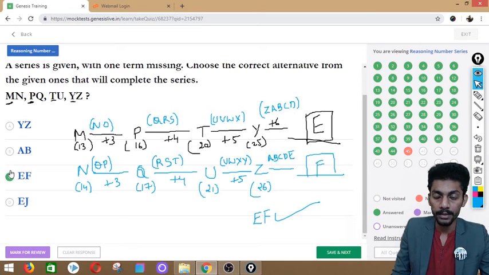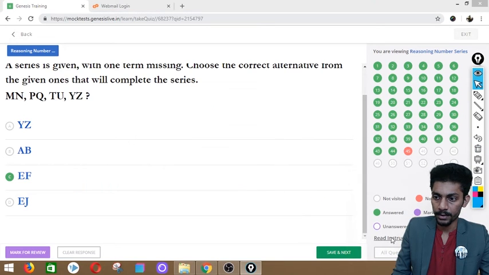This kind of question is little important in SSC CGL. So your answer is option C, E, F. Okay, so plus 3, plus 4, plus 5, plus 6, plus 3, plus 4, plus 5 and plus 6. Clear? Next one. Save it and go for the next one.